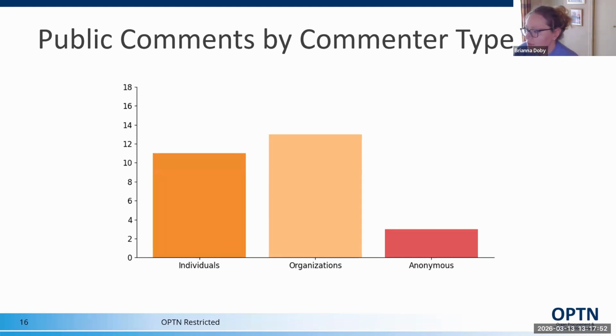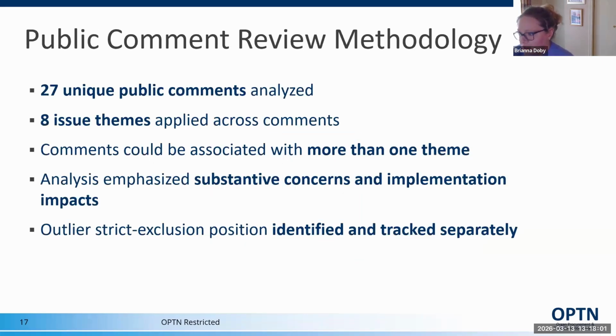So by type, you'll see fewer individuals, more organizations, and a few anonymous. Keep going. There were 27 unique public comments analyzed. 8 issue themes were applied. Again, after we took several slices, we debated, we reviewed, we double-checked, we recoded, and comments could be associated with more than one theme. Again, moving from sentiment into substantive concerns and implementation.